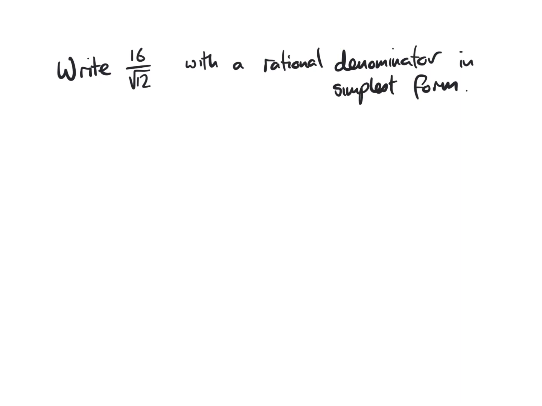So in this example, I'm asked to write 16 over root 12 with a rational denominator, but this also says in simplest form, which implies that once I've rationalised the denominator, I'm going to have to maybe think about some simplification. So let's make a start on this. We'll write out the 16 over root 12 first, and we'll have a look at the denominator I'm trying to get the square root off of. So I want to get rid of this square root on the 12. So because that's root 12, I'm going to multiply by root 12 over root 12.